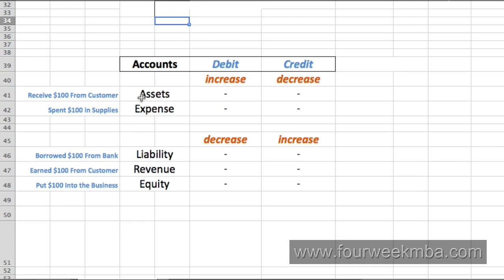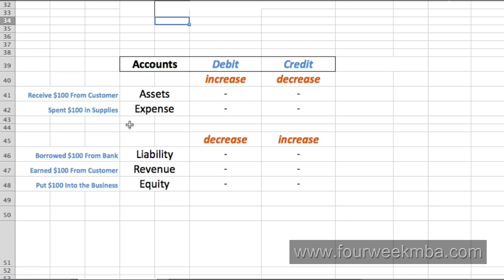We want to see how the double entry system interacts with the accounts. Here you have a very simple table. In this table are shown the main accounts that we can find in the accounting discipline: the assets, expenses, liability, revenue, and equity. Now, as you can see, when it comes to assets and expenses, if we debit the assets or the expenses, they will increase, and if we credit them, they will actually decrease.